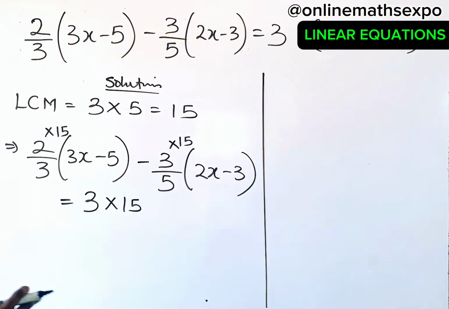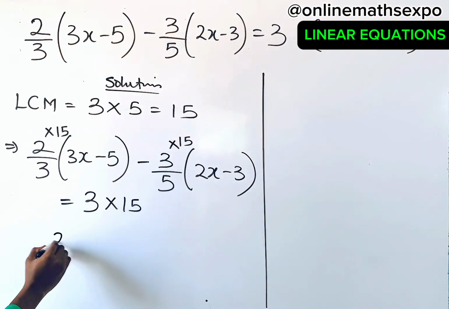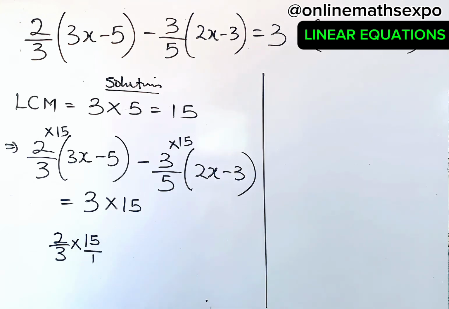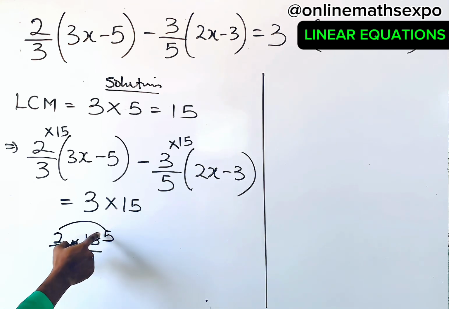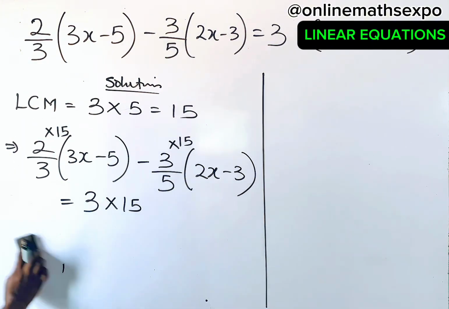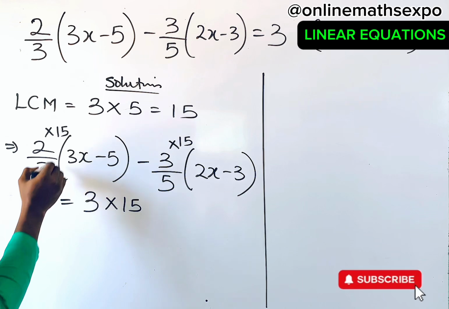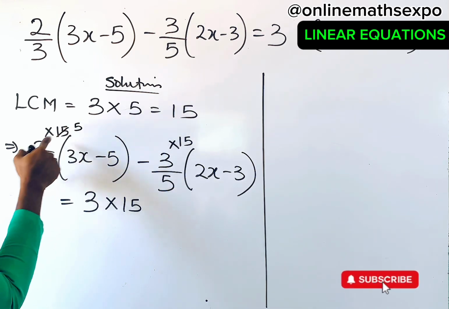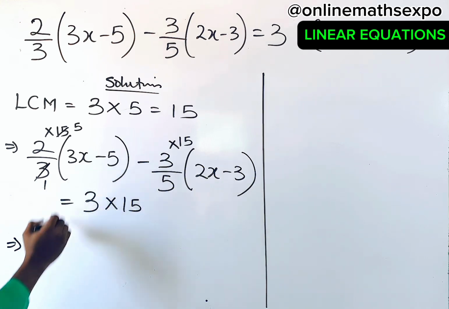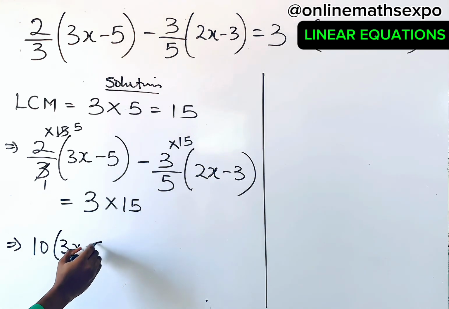Now, let's simplify further. When you have 2/3 times 15, it means 15/1. So 3 goes into itself once, and goes into 15 five times. So you're going to multiply 2 and 5 and it will give you 10. To simplify this, we simply use this to cancel itself and this is 5. So 2 times 5 will give us what? 10. Then introduce your 3x minus 5.